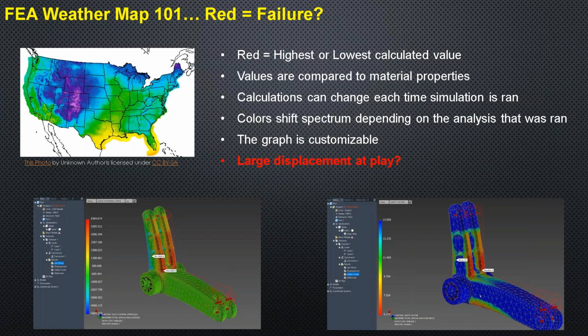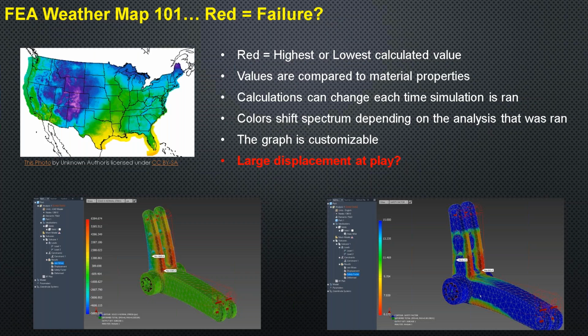So Weather Map 101, again, red does not always equal failure. It simply indicates the highest or lowest calculated value. Look at how your weatherman uses those radar maps, those temperature maps. That red moves as we go through the season. You know, the 105 degrees red in the summer, well, we get into the dead of winter and 45 degrees becomes red. It's all relative to everything else around it.